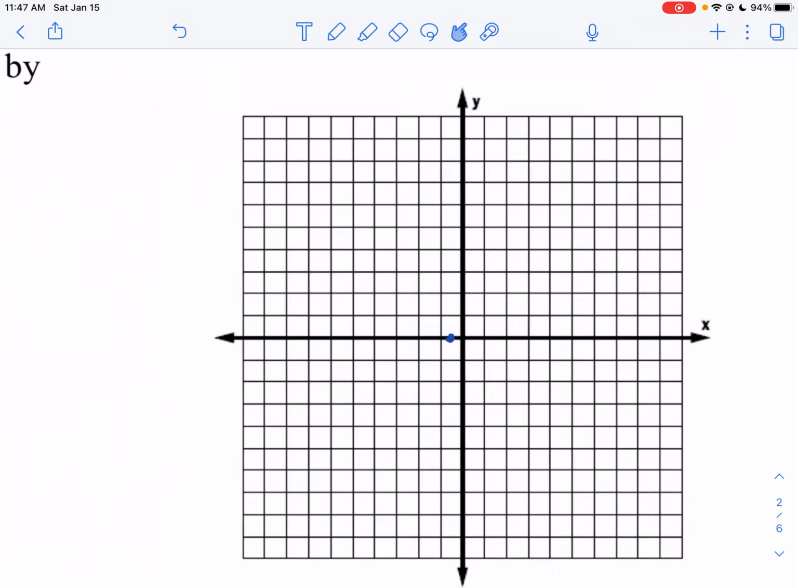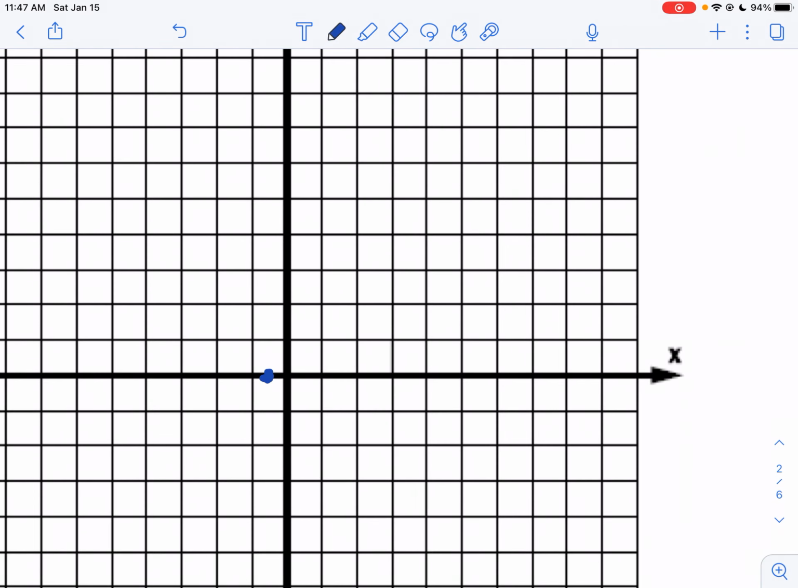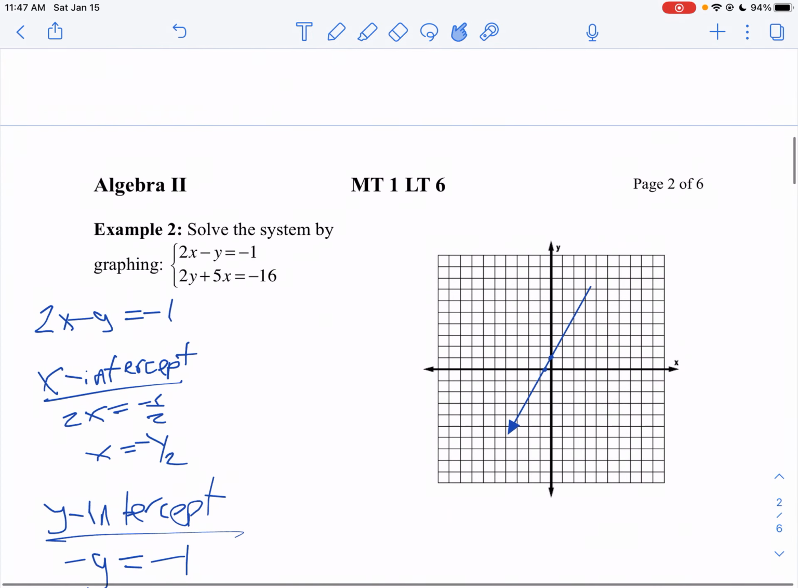So what I'll do is I'll plot that point, and then I'll draw a line going through my 2 points. Okay, now let's do the same thing for my other equation. So I'll change pen colors here so you can see the difference.